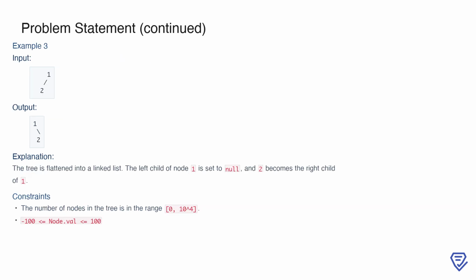Next, consider a tree with a slightly different configuration. Here, the root node is 1, and it has only a left child, node 2. To flatten this tree, we must ensure that the left child of node 1 becomes null and the right child points to node 2. The result is a linked list where node 1 is followed by node 2, both connected through the right pointers. This example shows how even a partially skewed tree can be transformed into the desired linked list structure by rearranging the child pointers appropriately.